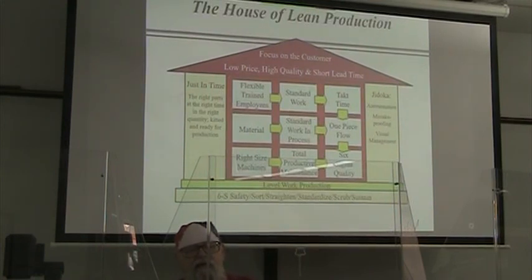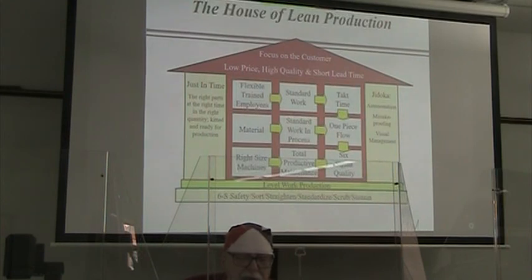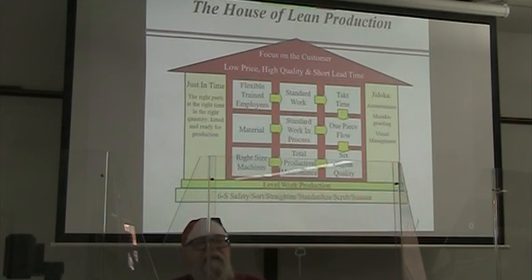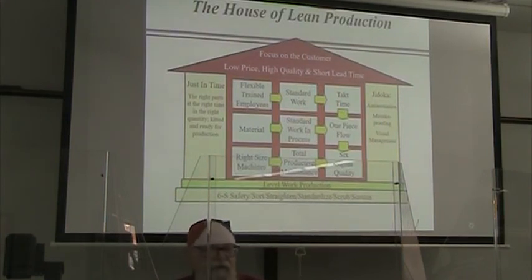Another idea is mistake proofing. And the third is visual management. And we'll talk more about them later. So this rests on a foundation of 6S. 6S is the idea that we keep a neat workplace where everything is easy to find and to access.